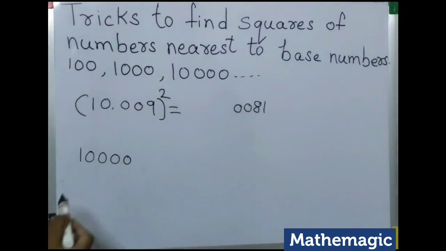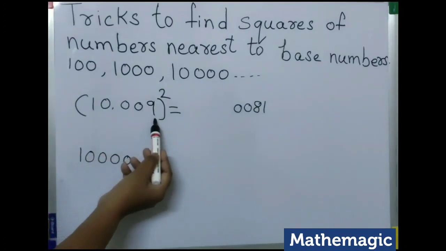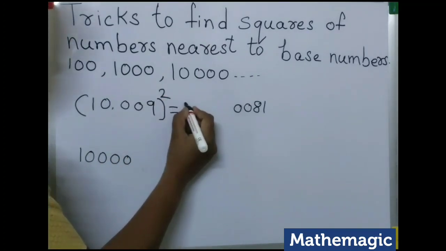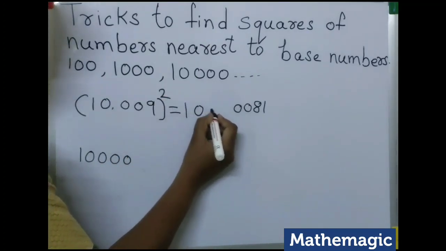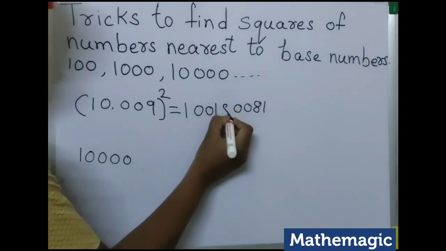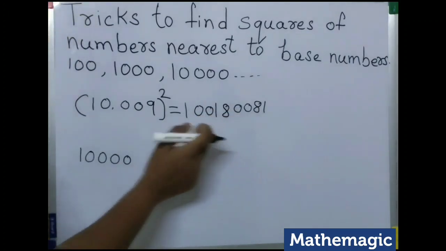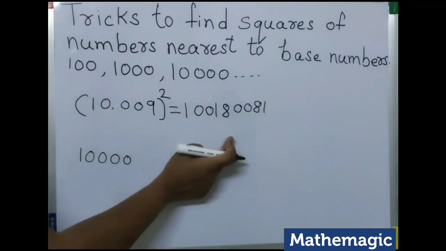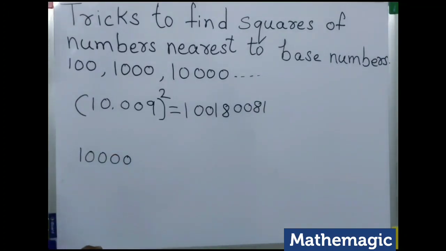Now the simple thing, next step is to add 9 to the given number. 10,009 plus 9 is 10,018. So this is the square of 10,009. 100180081.